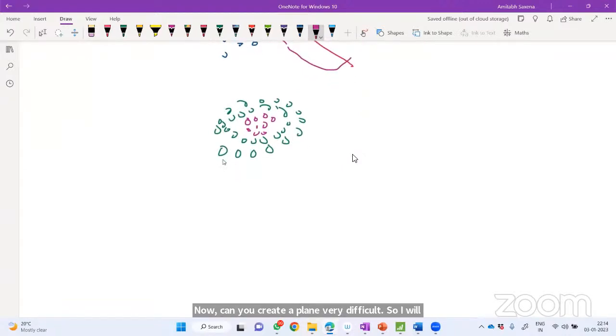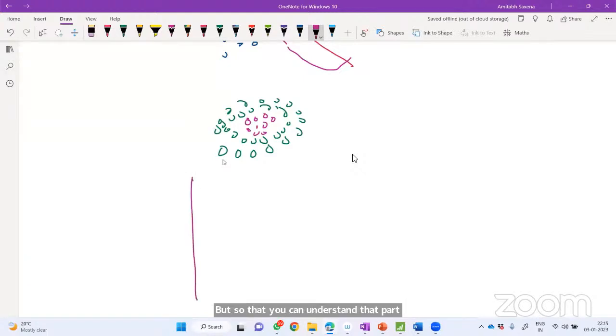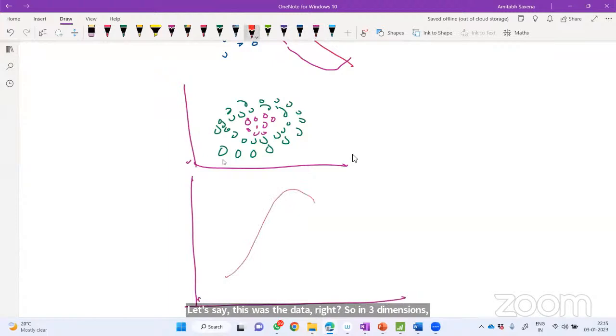As I said, I'm telling you about the kernel trick and SVM. You don't have to do anything. You should just know that, oh, I can use the kernel trick. Click on the button; there's a button called kernel trick. I'll show you in Python very soon, in just 5 or 10 minutes. It's so easy. But before that, I'm preparing you with the theory part so that you can understand that part easily. So, let's say this was the data. In three dimensions, let me create this in three dimensions.